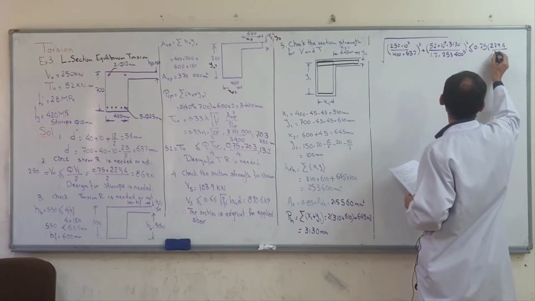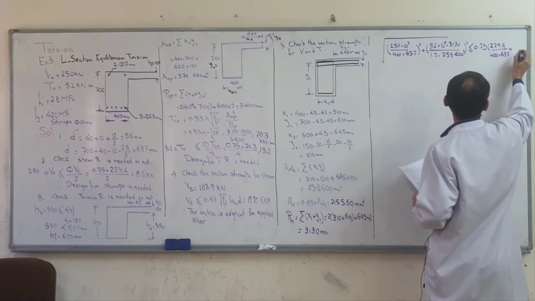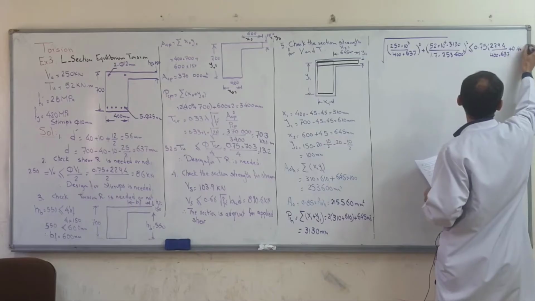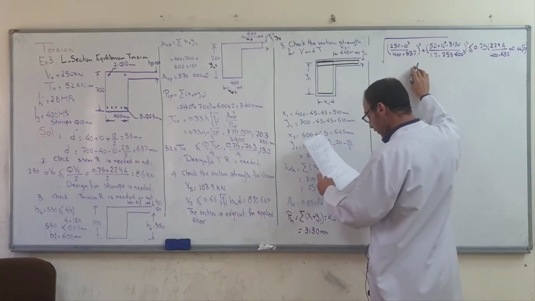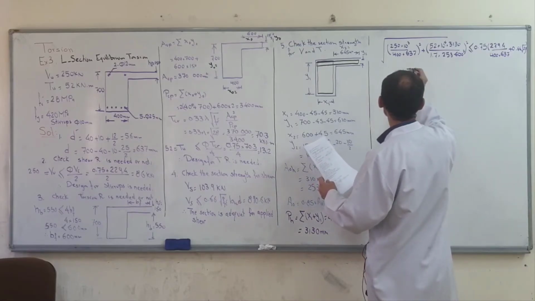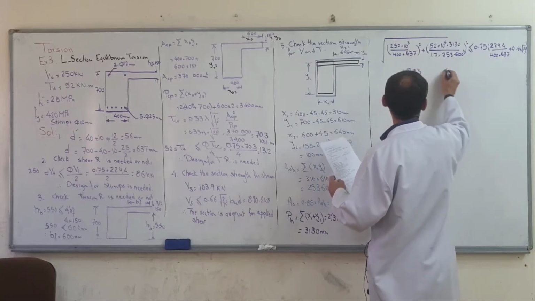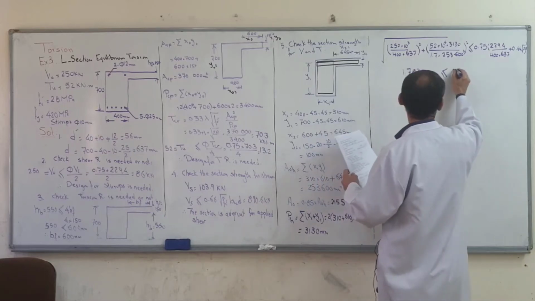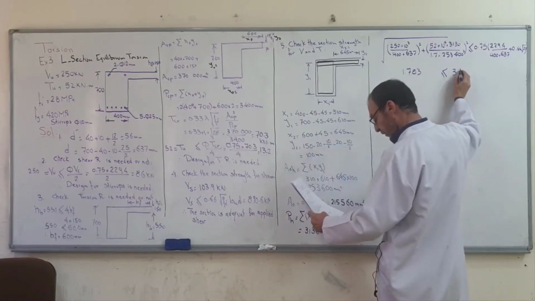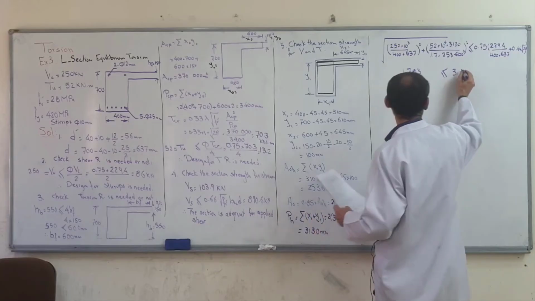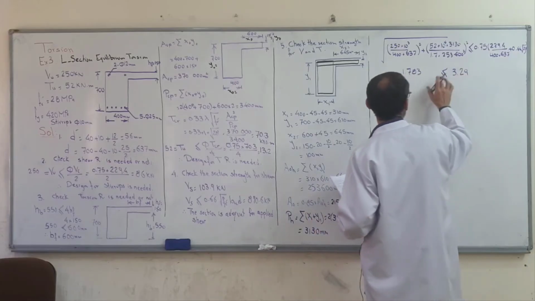229.4 over bw 400 d 637 plus 0.66 under the square root 28, and this value is equal to 1.783. This must be less than 3.29. This is okay, the section is okay.